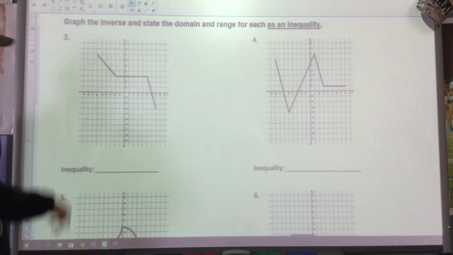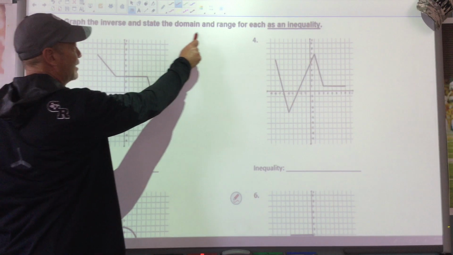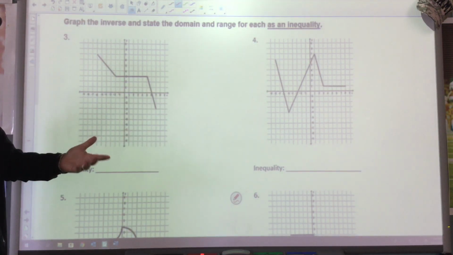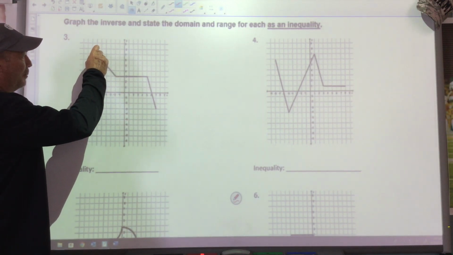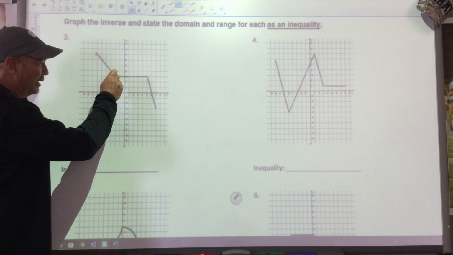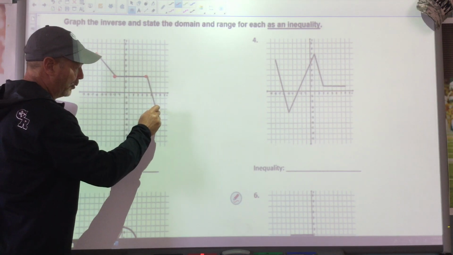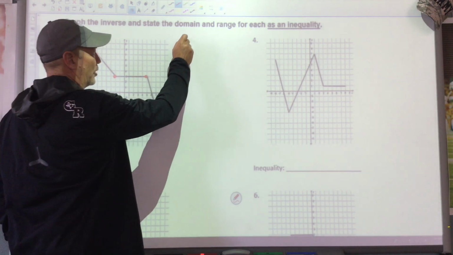Kind of simple. So look at the directions. Always read it. It says graph the inverse and state the domain and range for each as an inequality. So what I want you to start doing is put a little dot right here at this endpoint. Put a dot here where it turns. Put another dot right here where it turns. And put a dot at this endpoint. We're going to set up a little T-chart.